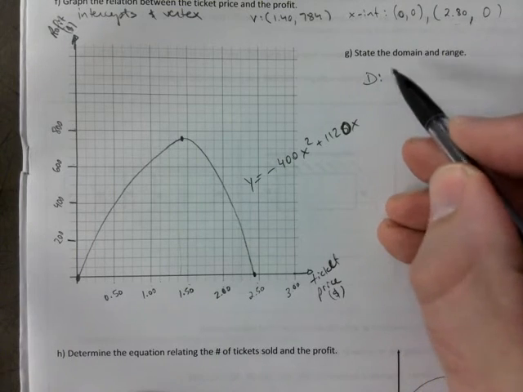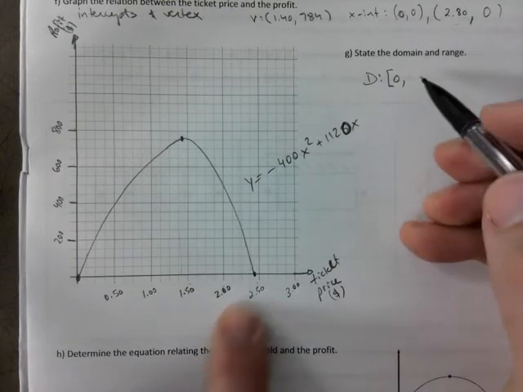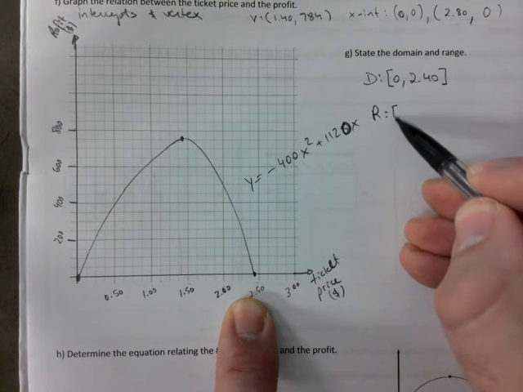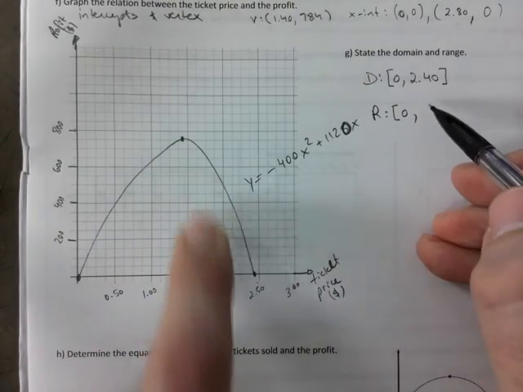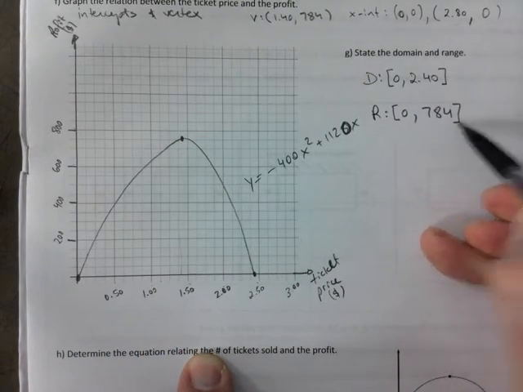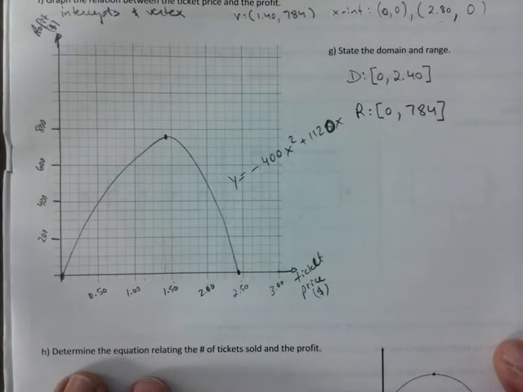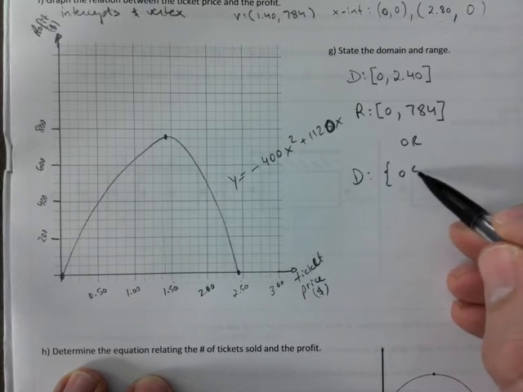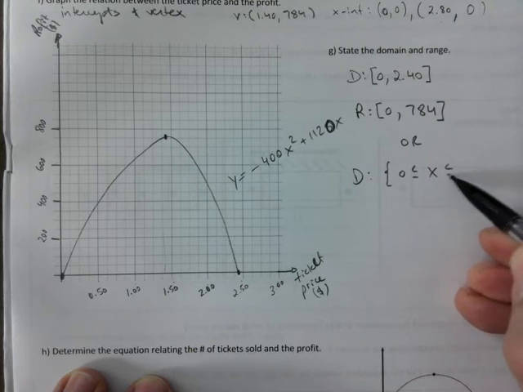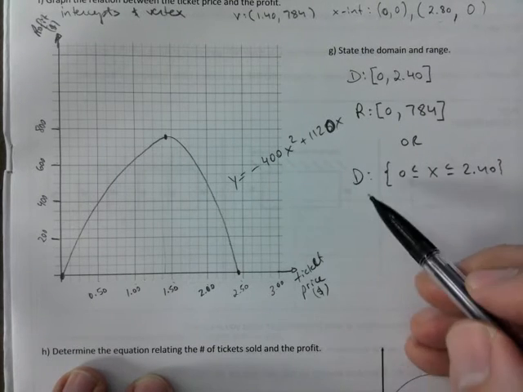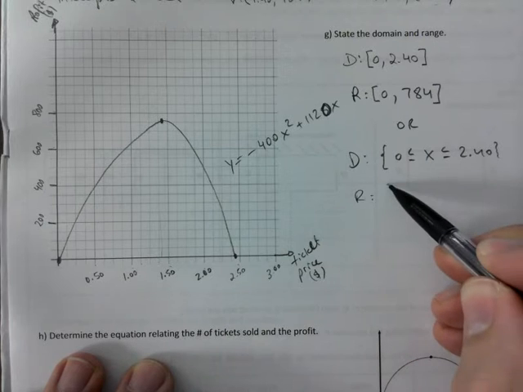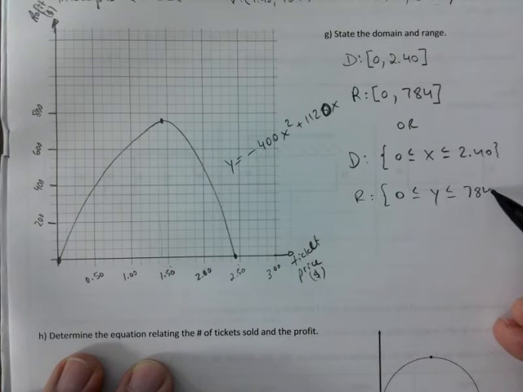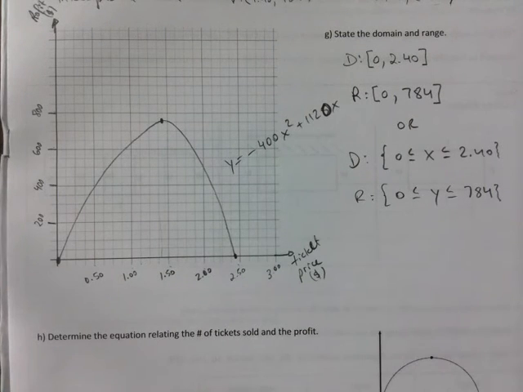Domain and range. When we look at the ticket price, it goes from 0 to 240. And for the range, I'm going from 0 all the way to the highest point, which is 784. Or the domain, if you use squiggly brackets, for X, it's 240 like this. And for your range, you decide how you want to state it.